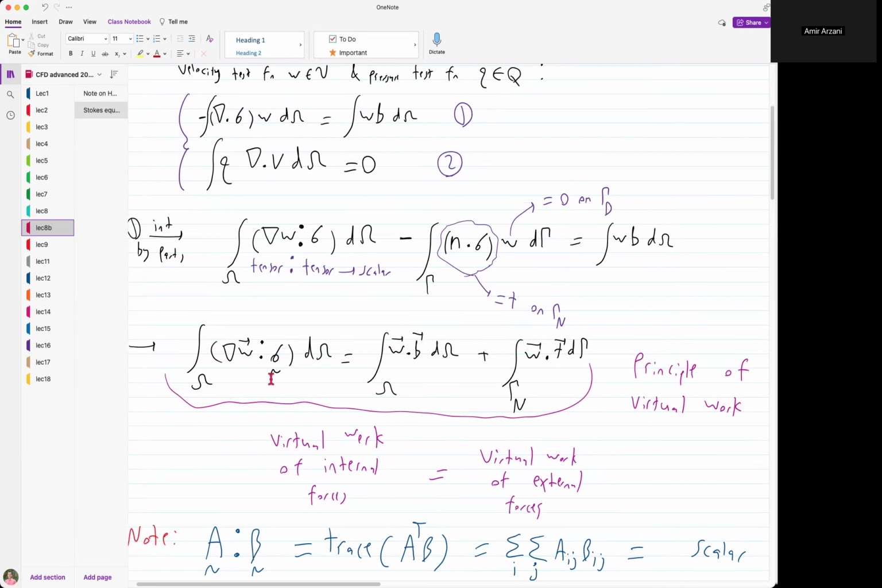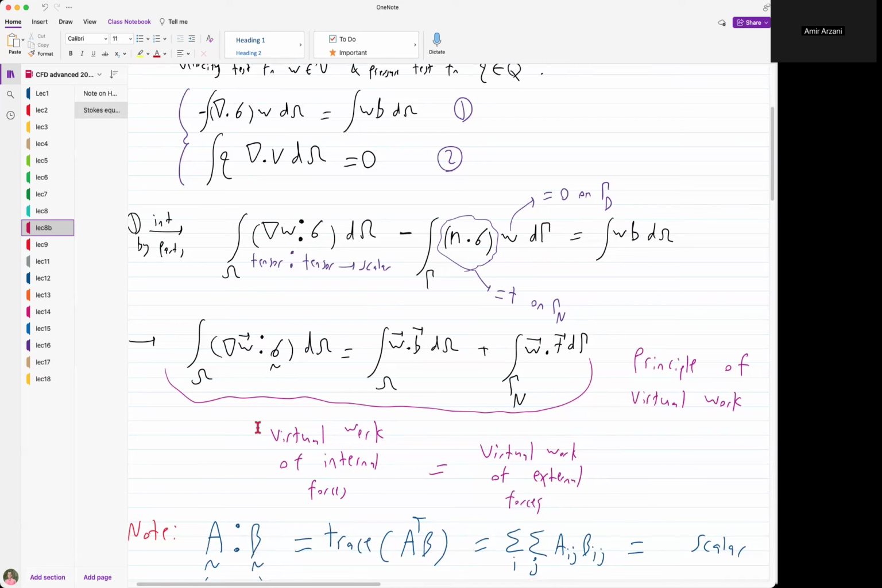But before we do that, this is the principle of virtual work. The left hand side represents virtual work of internal forces, and the right hand side represents virtual work of external forces. We talked about this before, that these W's you can think of as virtual displacements, or virtual velocity in this case. And within that variational context, you can think of this as a virtual work principle.